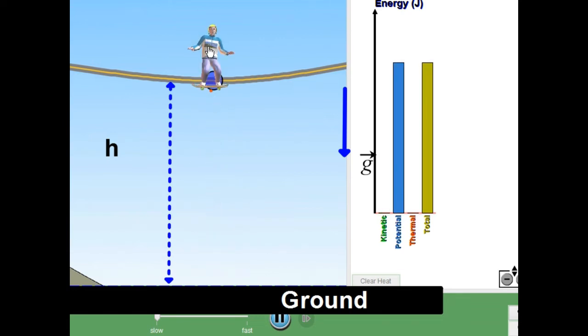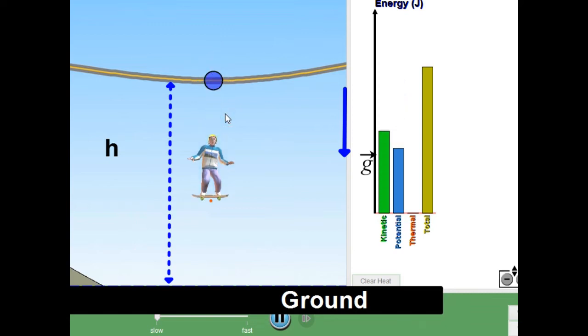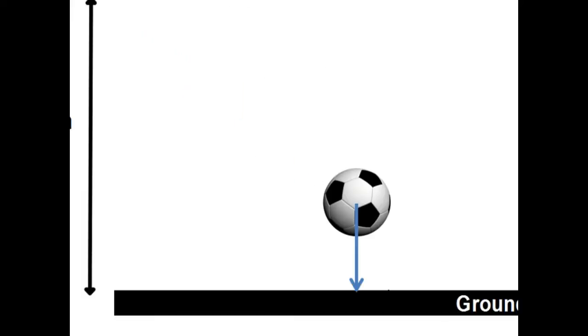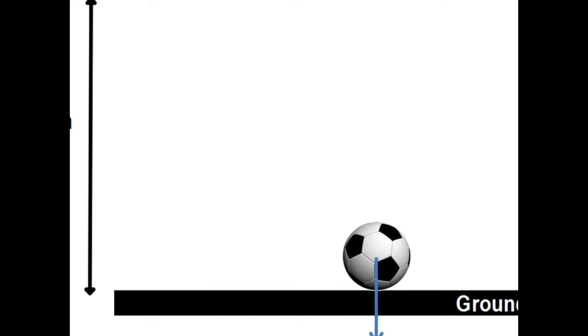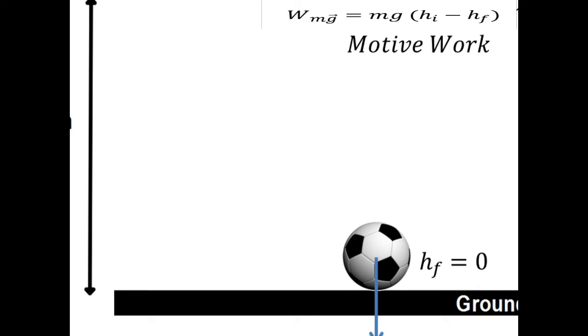Always if we release the man, he will move toward the ground to decrease his potential energy. While this ball is falling now, the weight is doing motive work. Work by mg is mg times height initial minus height final. Of course, it's motive work since the height final is 0, then height initial is greater than height final, and the work done by mg is positive. And the ball is losing gravitational potential energy, thus the variation of gravitational potential energy is negative.